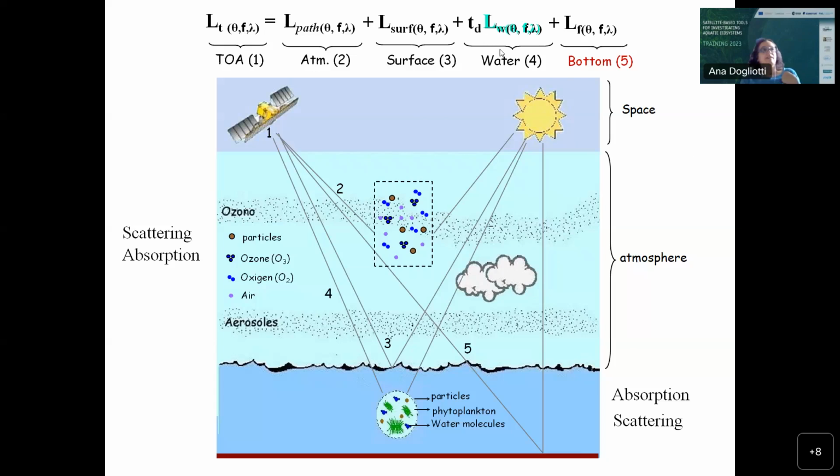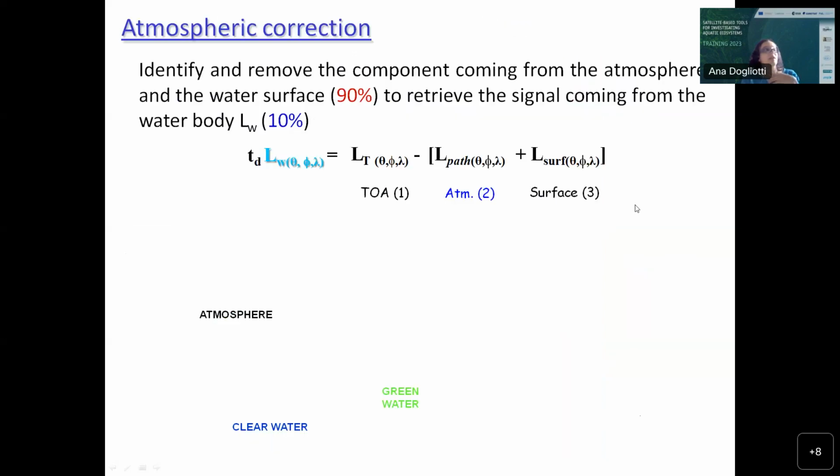So basically, the reflectance of the water is what we are interested in. So from the total of the radiance that arrives to the sensor, the information we need, or we can get information from, is what's coming from the water, not the rest. The rest will be what's coming from the atmosphere and surface. So the objective of the atmospheric correction is to identify and remove the component coming from the atmosphere and the surface, to retrieve the signal coming from the water.